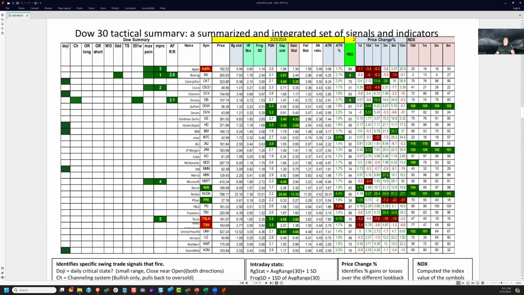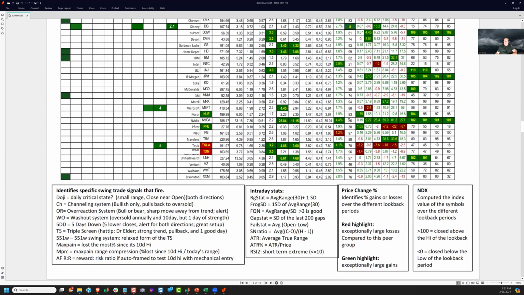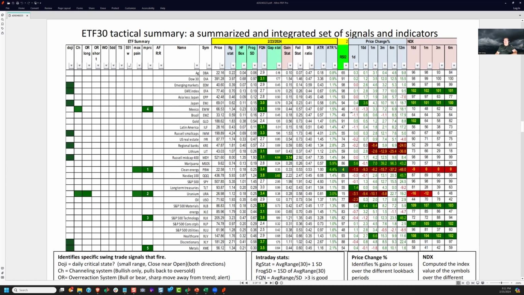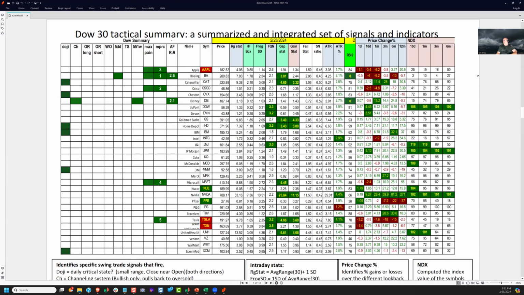But now when I go to the Dow, and then over to the ETF 30, we run those same rules for all of these symbols, not just those ETFs. And on the next page, the ETF 30, we run it on more of them, because a lot of guys like those so much that they decided to trade that as a strategy, and then do some trade framing.